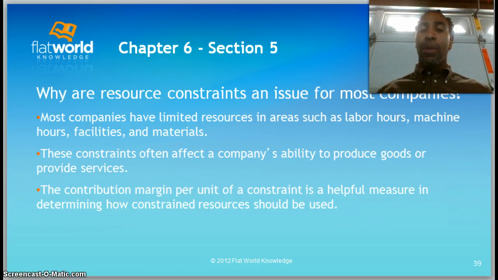The contribution margin per unit of a constraint is a helpful measure in determining how constrained resources should actually be used. And sometimes you will be surprised how they turn out or what the answer turns out to be.